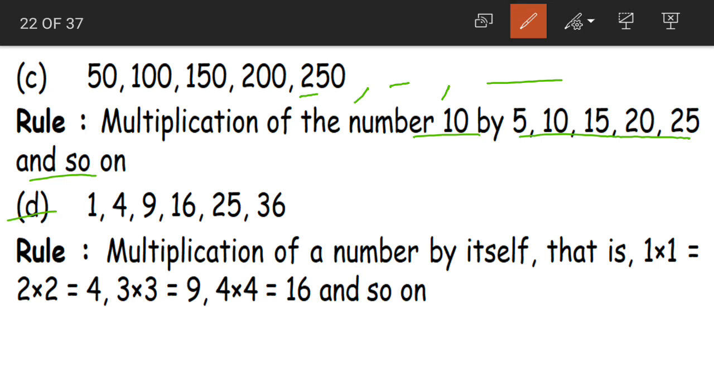Coming to the last example, 1, 4, 9, 16, 25, 36. So what is the rule followed here?